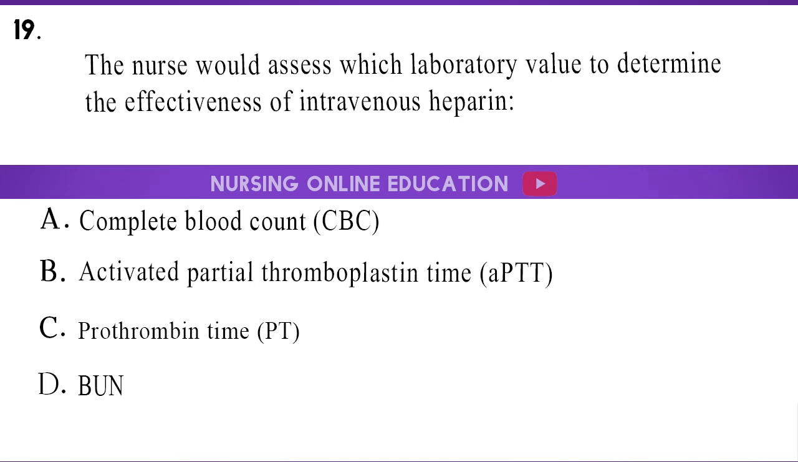19. The nurse would assess which laboratory value to determine the effectiveness of intravenous heparin: A. complete blood count, CBC, B. activated partial thromboplastin time, APTT, C. prothrombin time, PT, D. BUN. The answer is option B, activated partial thromboplastin time, APTT.